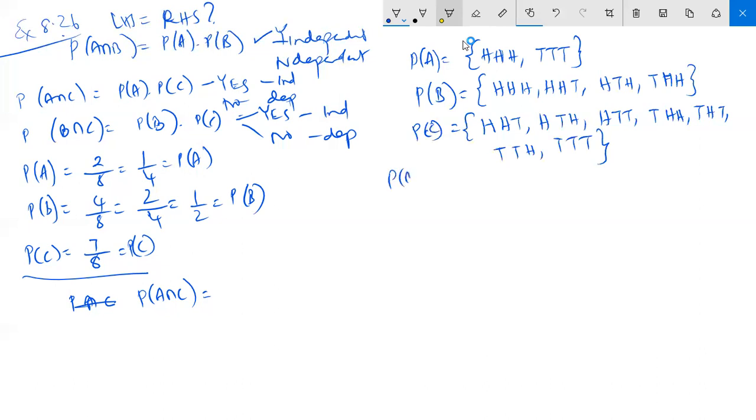Now P of A intersection B. This one and this one intersection. This is common. What else is common? Only one is common. That is, P of A intersection B is equal to 1 by 8.